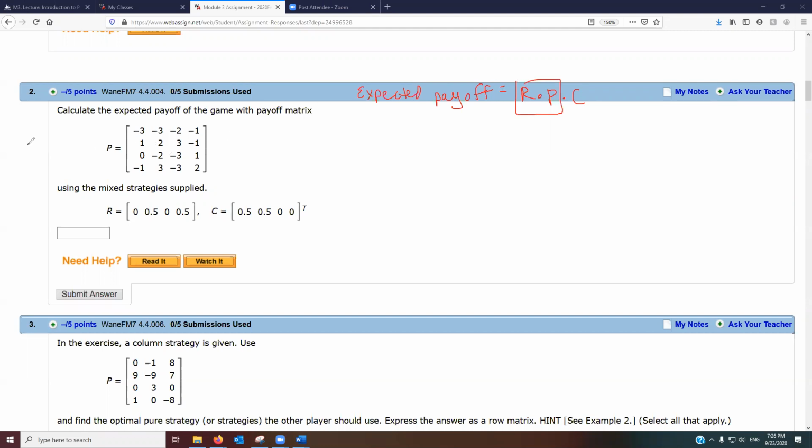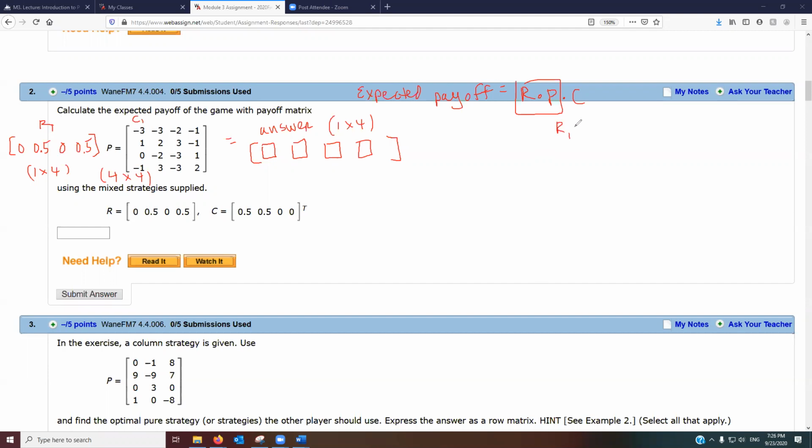All right, so let me put R over here in front. 0, 0.5, 0, 0.5. Okay, so this is the R matrix here. I know this is 1 by 4, and I'm multiplying it by 4 by 4. So our answer is going to be a 1 by 4 matrix. All right, so our answer is going to be a 1 by 4, meaning we need numbers to put in these 4 boxes. All right, so let me take row 1 and multiply it by column 1.